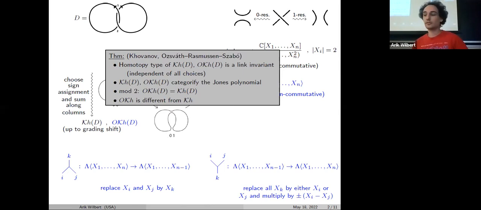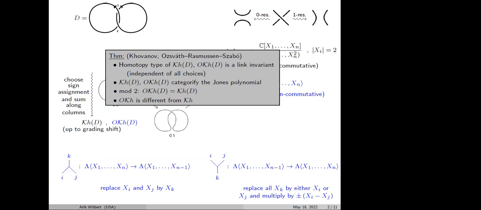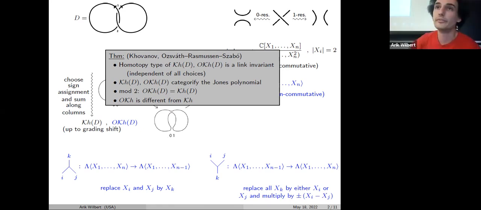Yes. That's a good question, and I don't know the answer. Can you repeat the question, please? The question was about the s invariant for odd Khovanov homology, and I don't know the answer because that's too topological for me.